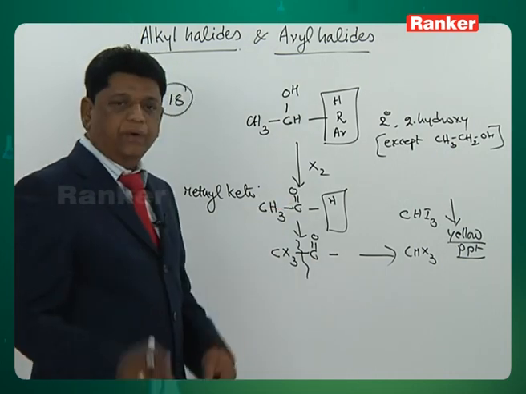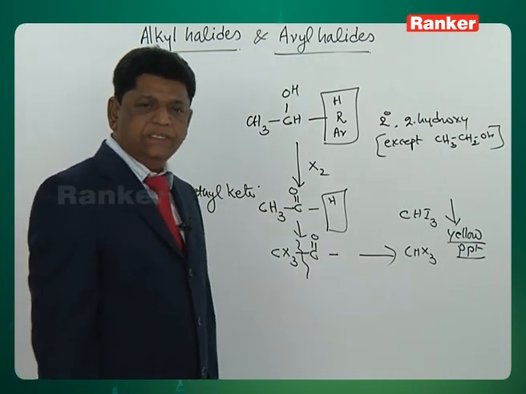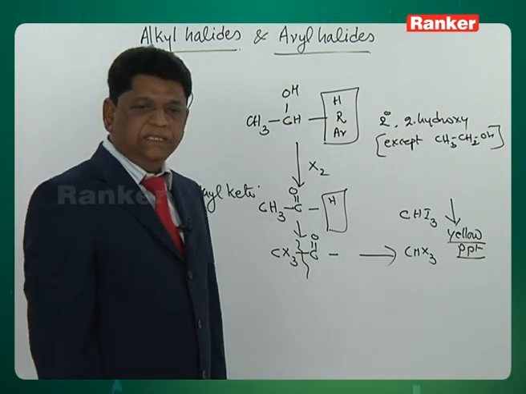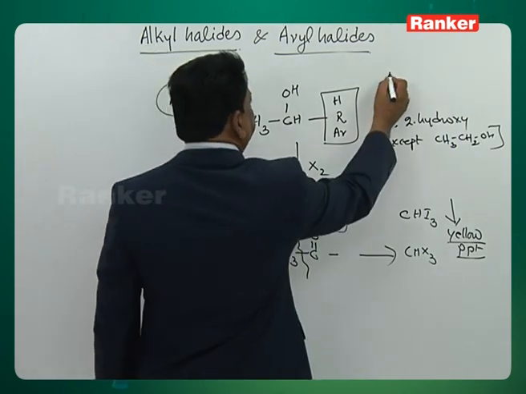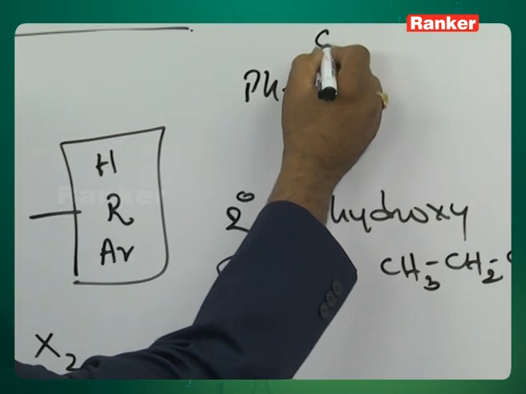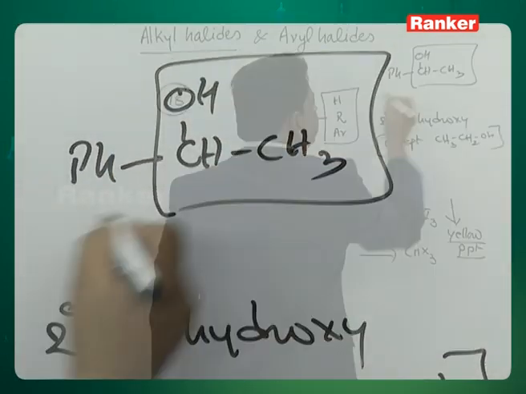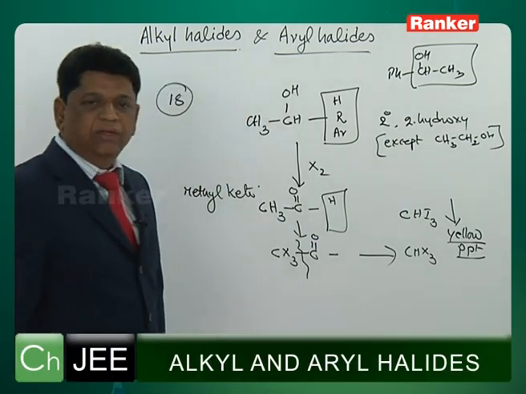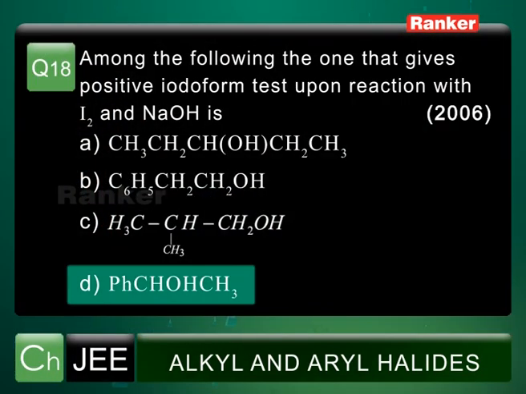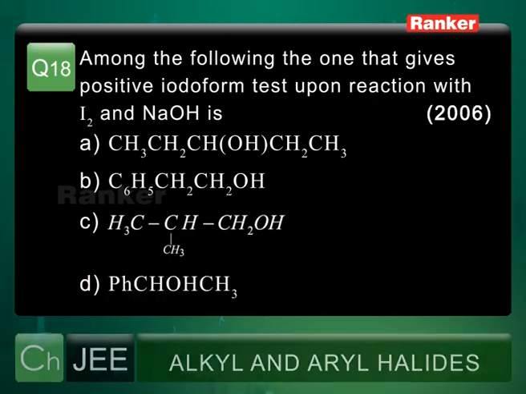So identify the 2-hydroxy compound in the given options. The last one is a phenyl containing an OH and H and a CH3. This function, wherever it is there, you can immediately say it gives the yellow precipitate. So therefore, the answer goes to D.